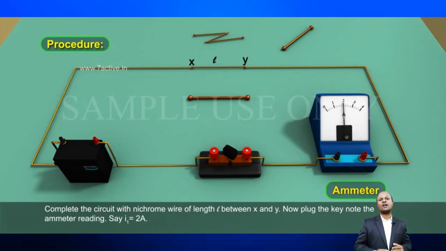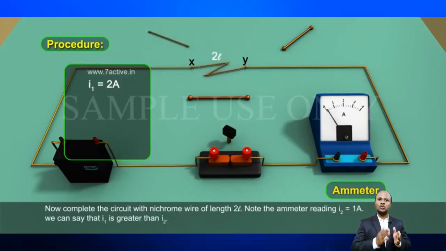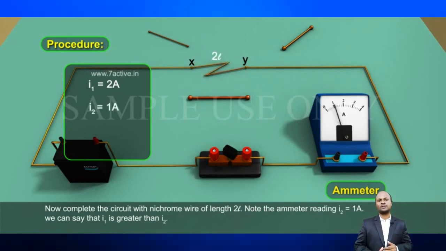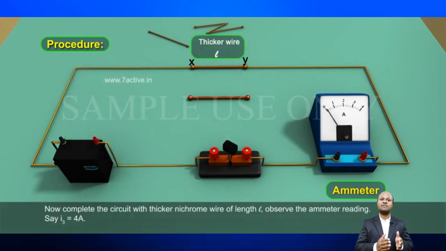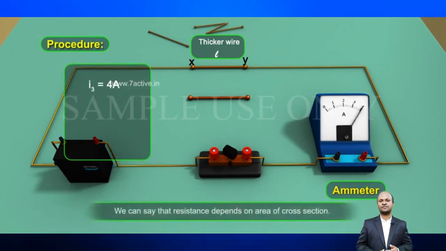Replace the nichrome wire of length L with another nichrome wire of the same thickness but twice the length, that is 2L. Plug the key and complete the circuit so that the current flows in the circuit. Note down the ammeter reading. Now replace the wire by a thicker nichrome wire of the same length L. A thicker wire has a larger cross-sectional area. Again, note down the current through the circuit.